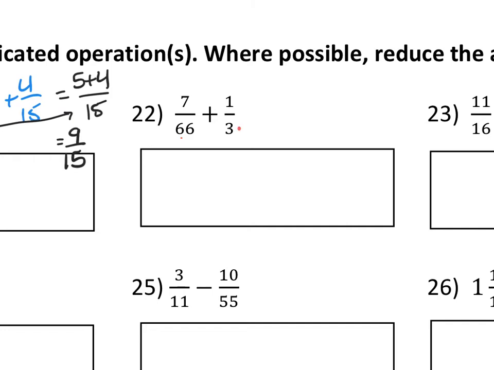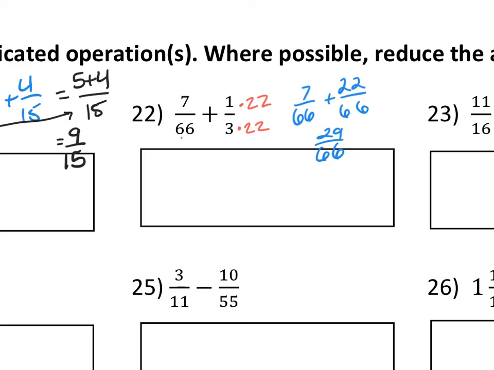We have to multiply 3 by 22 in order to get 66. So we multiply by 22 in the denominator and numerator. Whatever you do to the top, you must do to the bottom. So we'd have 7 over 66 plus 22 over 66. And again, the addition will happen in the numerator. So that'll give us 29 over 66.